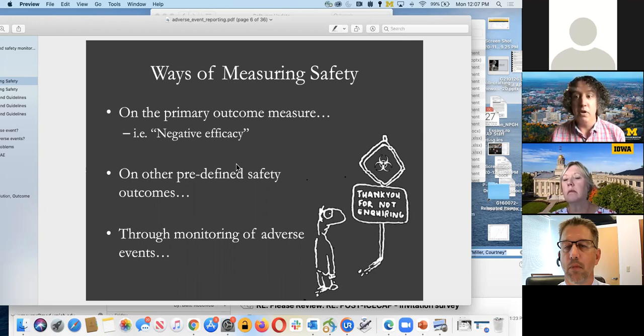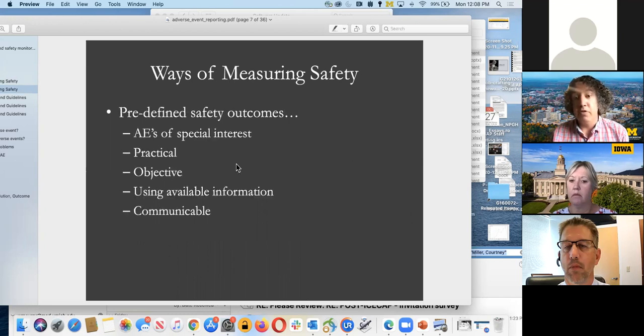If there are serious problems like bone marrow toxicity or something like that, that could be a predefined safety outcome. So these would be adverse events of special interest, practical objective, knowing that there is a biological plausibility behind them, but also communicatable to ultimately patients when they may be considered for a treatment, getting a good sense as to how often there are these untoward effects.